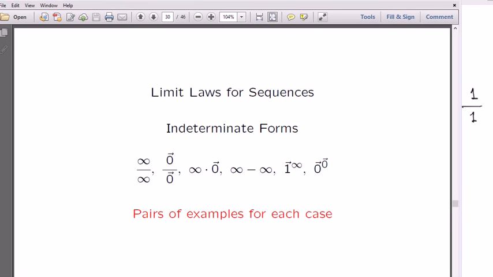So here, exercise number 2, find the pair of examples, that's what I should clarify, for approaching 0 divided by approaching 0.